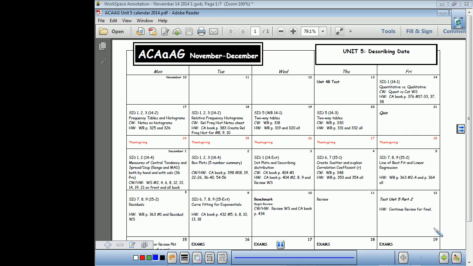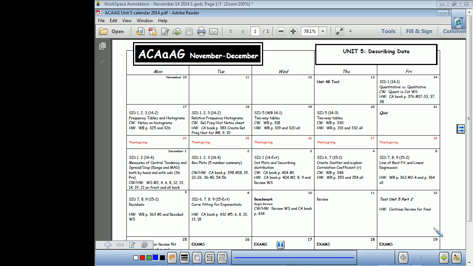Our new unit is on describing data. So the standards in this unit will cover a variety of statistical concepts. We're going to start off today looking at quantitative data versus qualitative data. Next week we will look at histograms and using histograms as a way to display our continuous data.